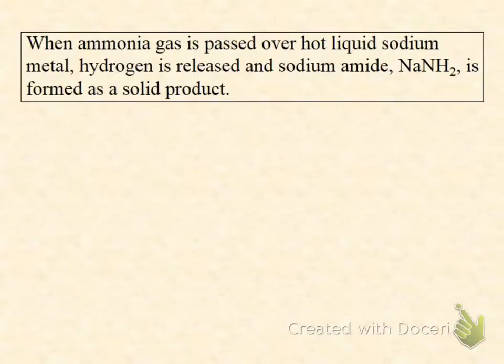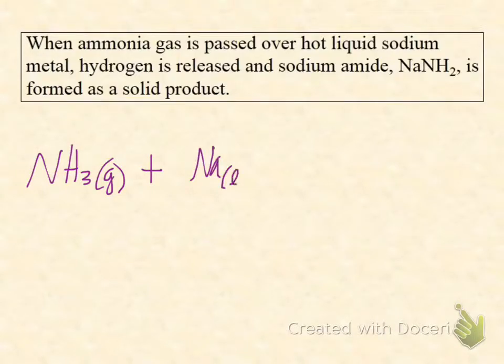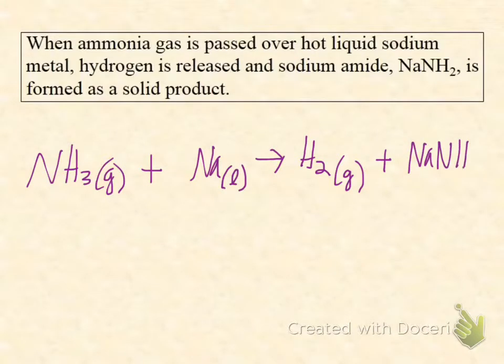NH3, and it says gas. So NH3 gas is passed over hot liquid sodium metal. Not something you usually write as a liquid, but it does say it's a hot liquid. Hydrogen gas is released. We know that that is a gas. And then solid NaNH2, and we do an S. And then we have to balance that. So how are we going to balance that?